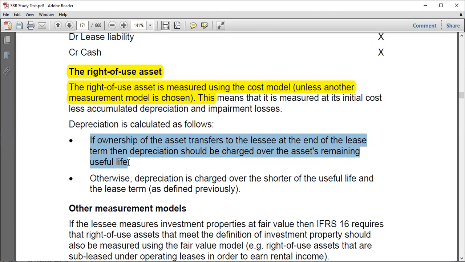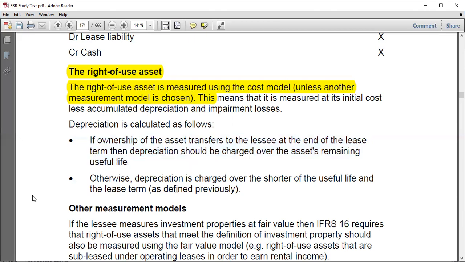But just presume that the asset has a 10-year useful life, but the lease is only for 6 years and you cannot extend. It's very obvious that as far as the lease term is concerned, you would have to depreciate that right of use asset over that 6-year period. So it's just like that. Simply speaking, you just take the shorter life, right? Otherwise, depreciation is charged over the shorter of the useful life and the lease term as defined previously. That one becomes easy. You just take the shorter and then you use it.